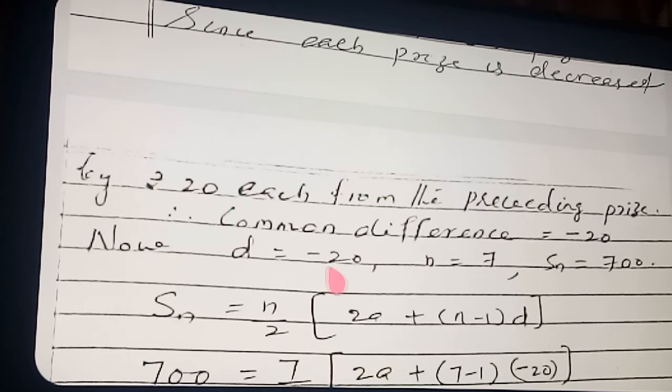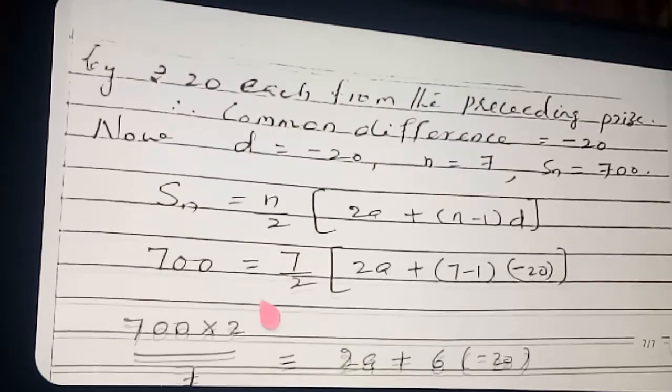d is equal to how much? Minus 20, n is equal to 7 and Sn is equal to 700. These all points are clear. So from this, what do you want to find out? First, what is the first price? Knowing the first price, only then can we find the remaining prices. Here there is no need to find n. n is already given, 7 prices. d is given and Sn is also known. Move to the question.